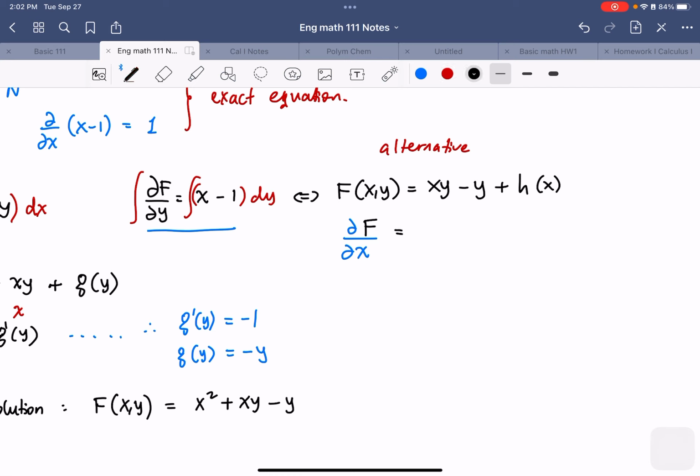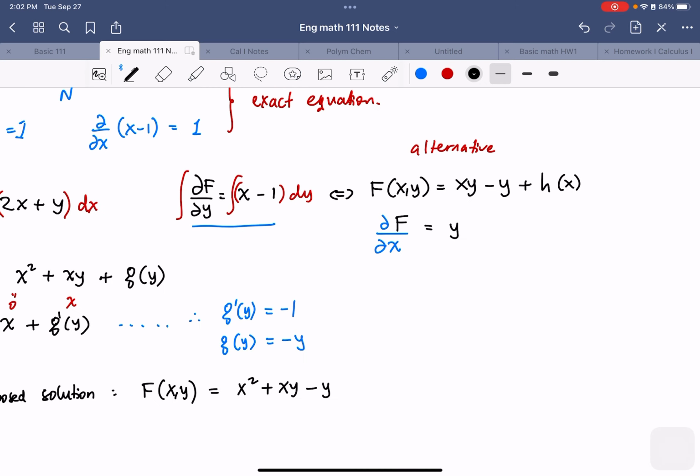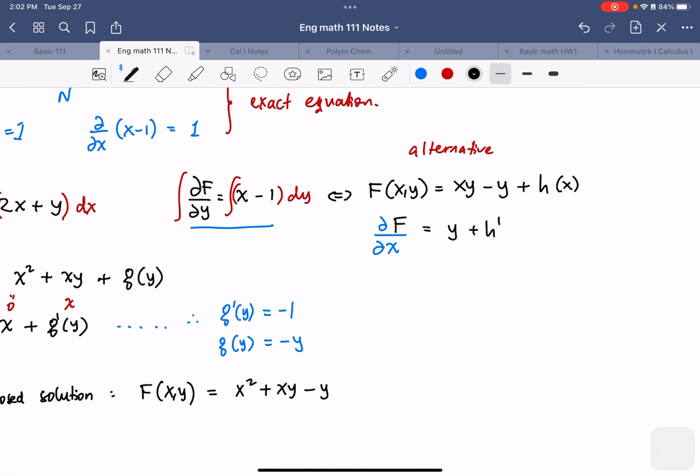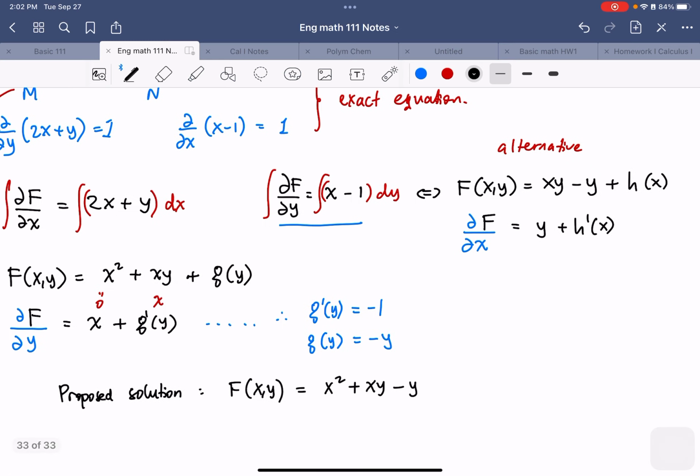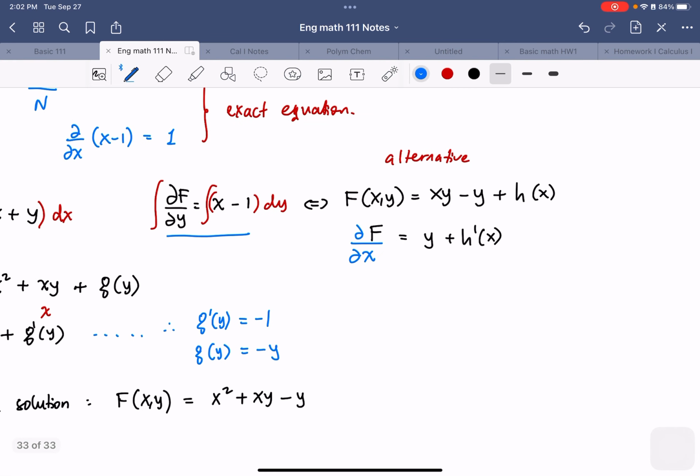So this will be y plus h prime of x. So from our M, the h prime is actually 2x, and h of x is supposed to be x squared. So also the same, the proposed solution from here is x squared plus xy minus y.